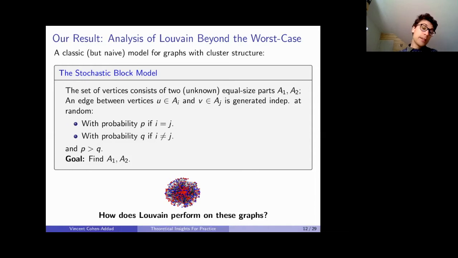Now, the natural question you can ask is: this Louvain algorithm performs so well in practice, maybe it does so because there are clear clusters in the graph that we want to cluster in practice. Maybe in the worst case, there are no clear clusters, and then it does nonsense. So how does it perform on this stochastic block model, given that there are clear clusters? It should work. That's what we try to prove.